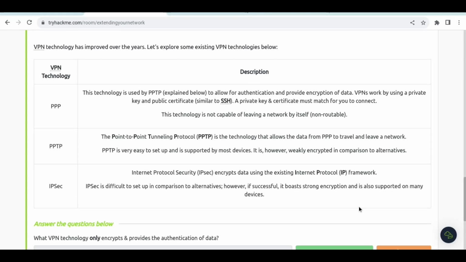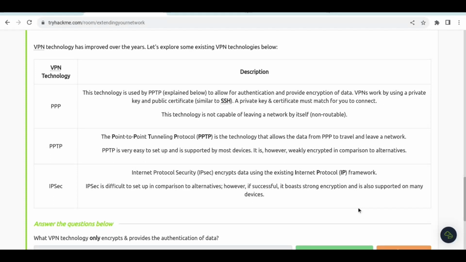PPTP, the Point-to-Point Tunneling Protocol, is the technology that allows the data from PPP to travel and leave a network. PPTP is very easy to set up and is supported by most devices. It is, however, weakly encrypted in comparison to alternatives.